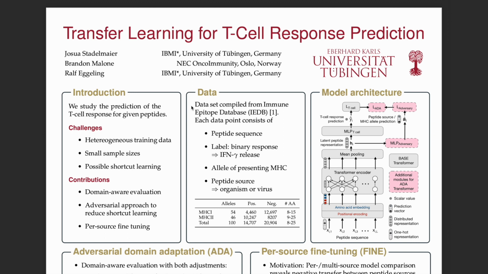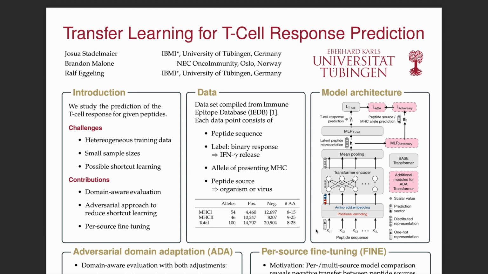We have compiled a dataset from the Immune Epitope Database. Each data point consists of the peptide sequence, the binary label indicating whether T cells have responded to the peptide with interferon gamma release, the allele of the MHC molecule presenting the peptide, and the peptide source, that is, the organism or the virus the peptide originates from. Our dataset covers both MHC class 1 and MHC class 2 peptides, and overall we have about 15,000 positives and 21,000 negatives.